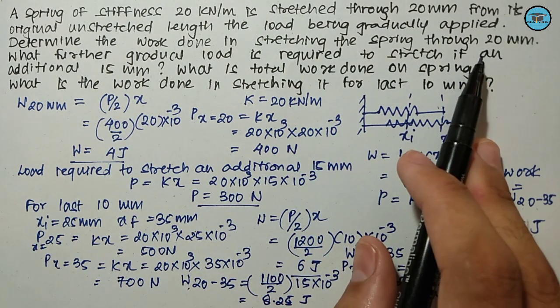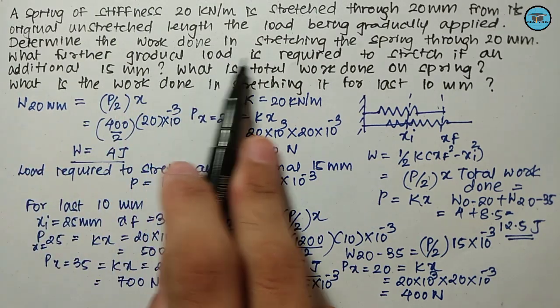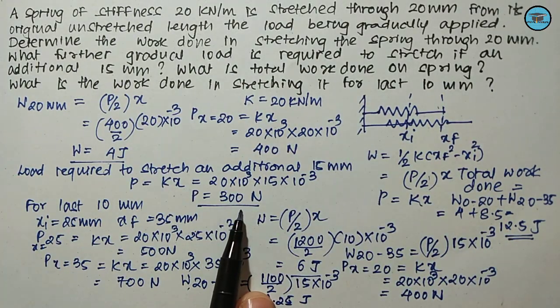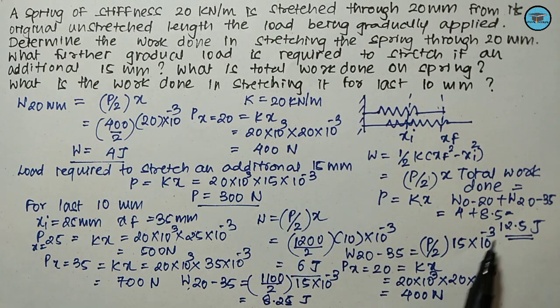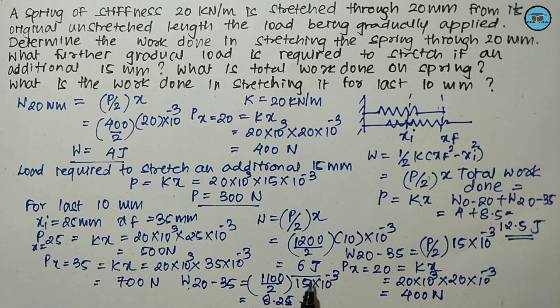So the work done in stretching the spring through 20 mm is 4 joule. The load required to stretch it an additional 15 mm is 300 Newton. The total work done on the spring is 12.5 joule, and the work done in stretching it for the last 10 mm is 6 joule.